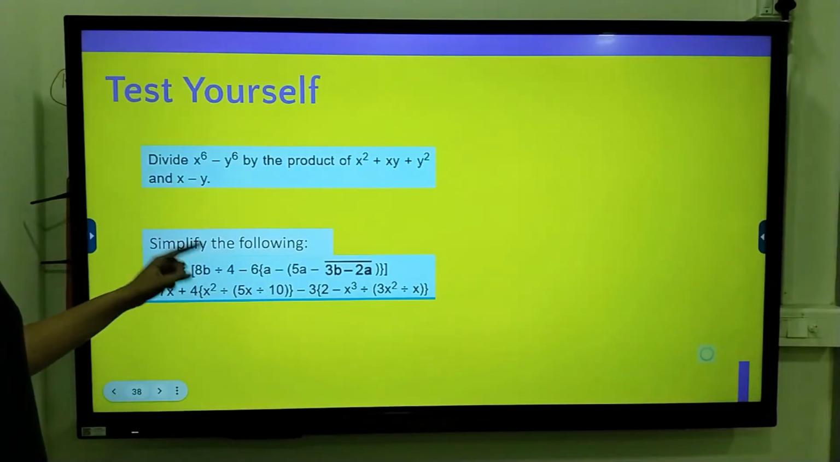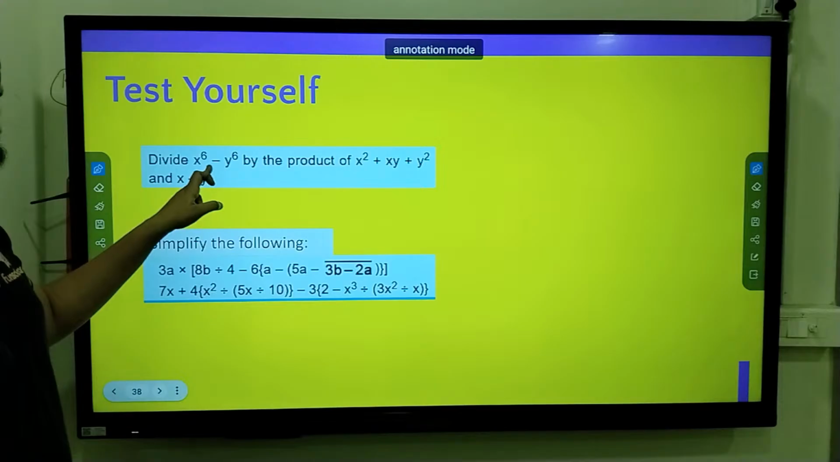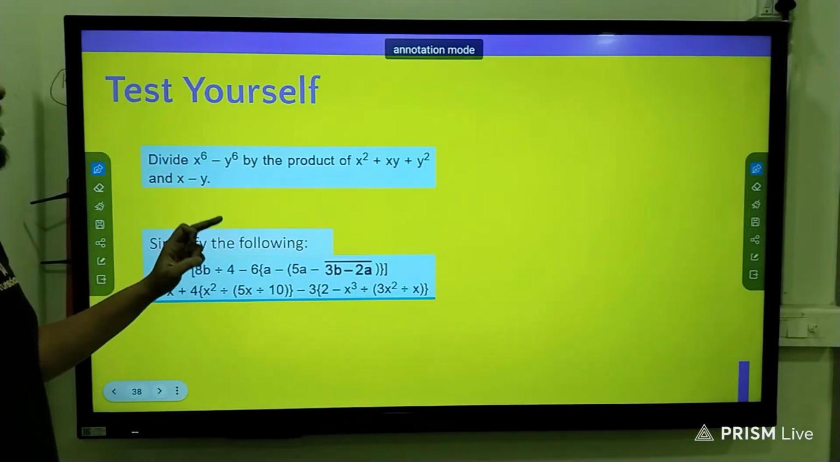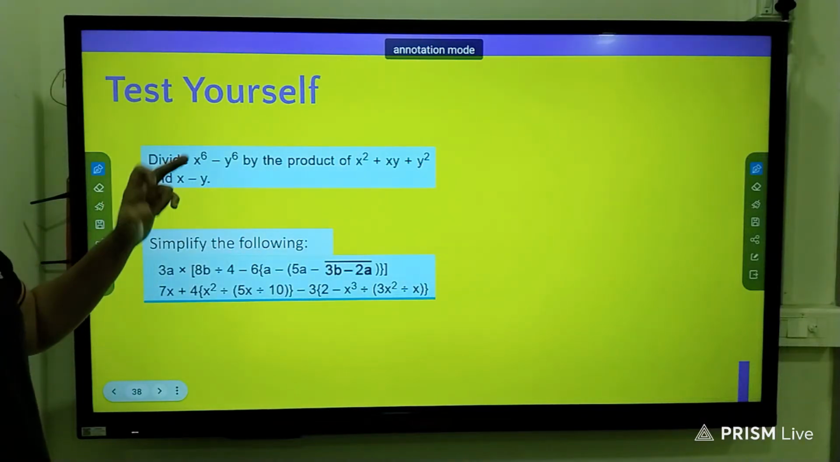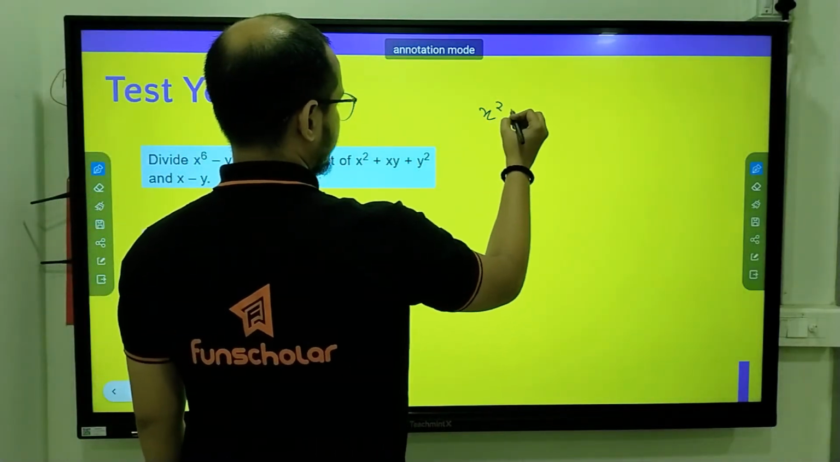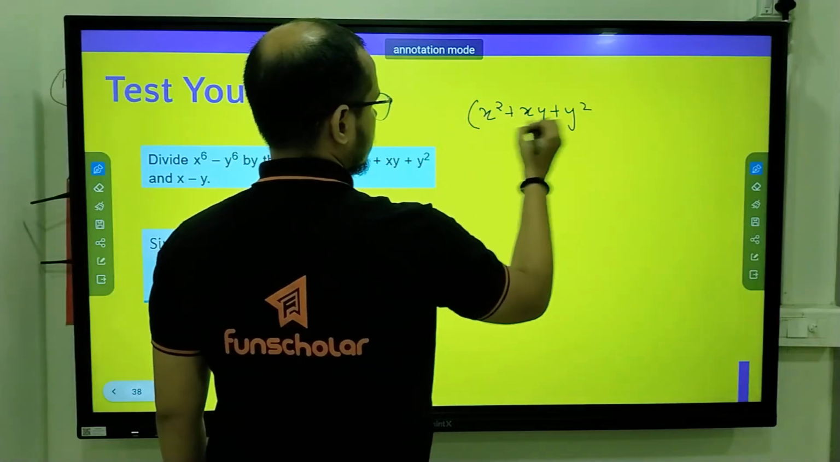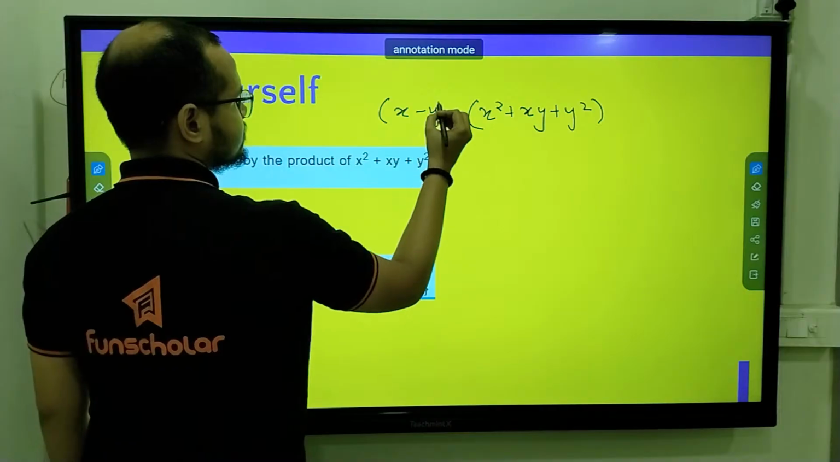Next, let us do these two. Divide x to the power 6 minus y to the power 6 by the product of x square plus xy plus y square and x minus y. Let's do it. First let's find the product. So x square plus xy plus y square into x minus y.